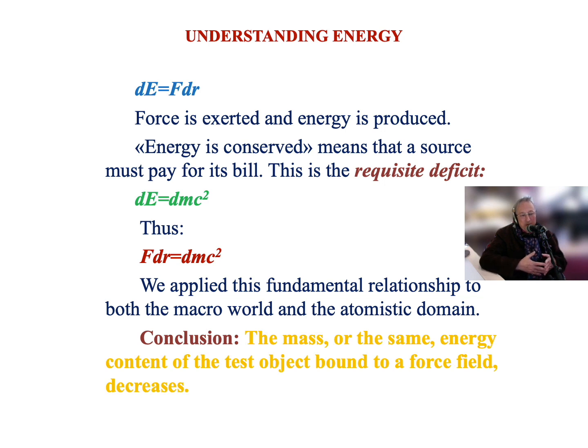So the first differential equation we write over here is dE equals F times dr. So meaning that if the force of concern is displaced as much as dr, then the energy dE is produced. The requirement this imposes within the framework of the energy conservation is that dE must be equal to dm times c squared. It is the special theory of relativity, meaning that a source must pay for the energy produced, created. Thus, combining the first two equations, we land at F times dr is equal to dm c squared.